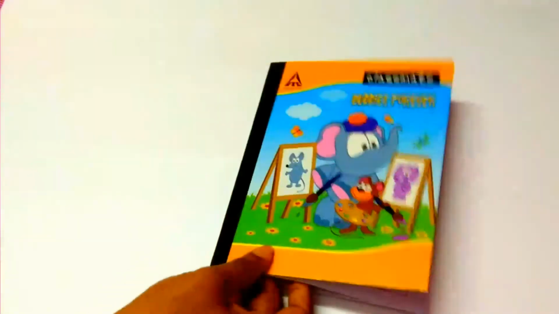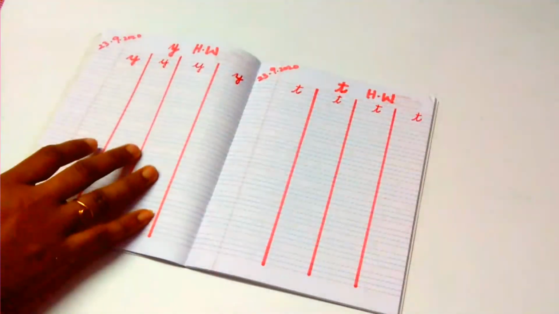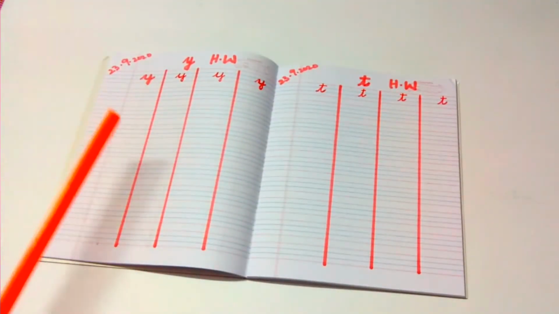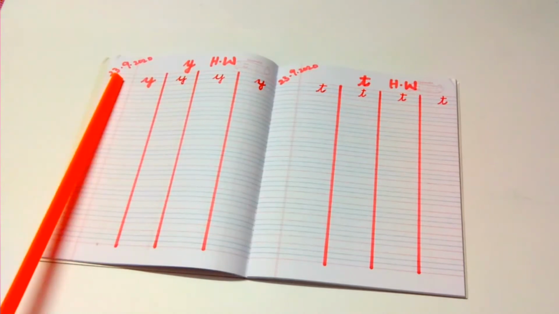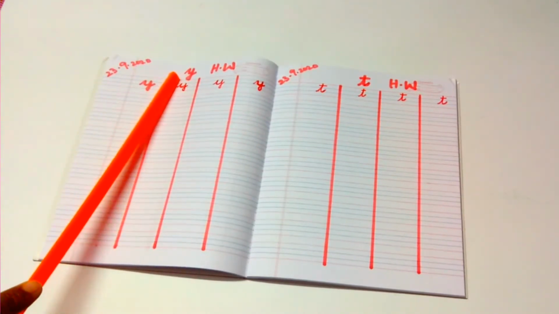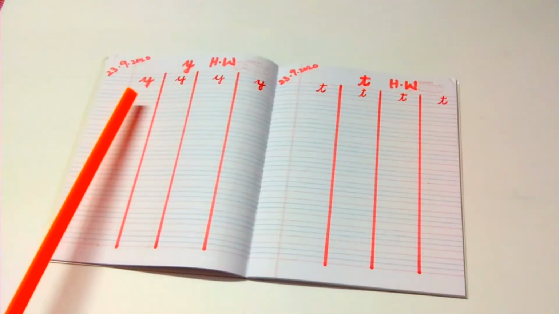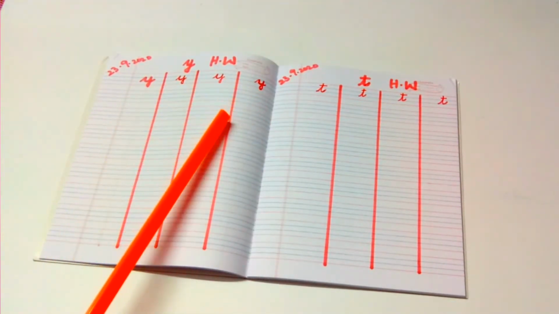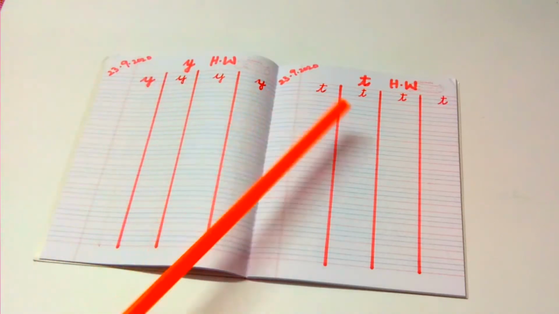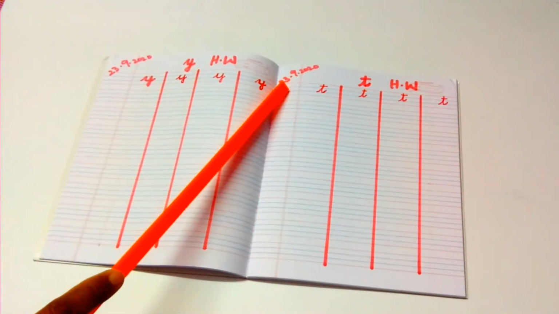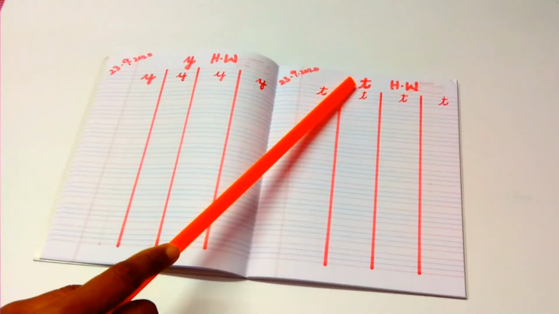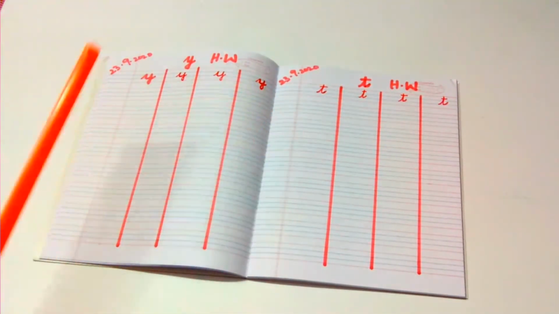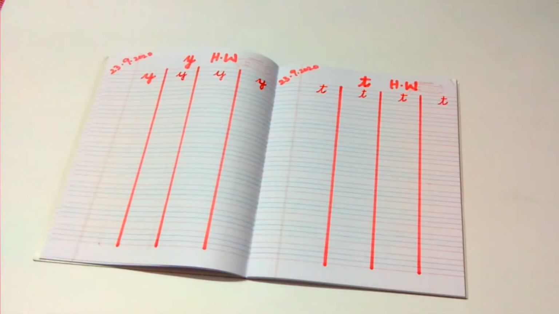Now open the notebook, take a fresh page, draw three lines 1, 2, 3, date, Y, heading Y, homework. You have to write 4 times in 4 columns. Okay children, Y. Okay, and then next page 23/9/20 date. You have to write down T. Total 2 pages of homework.